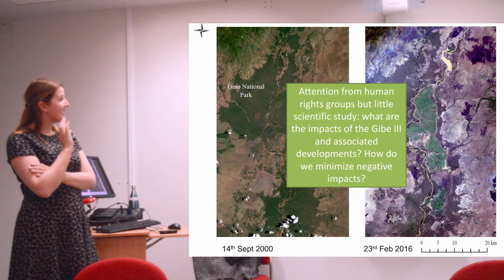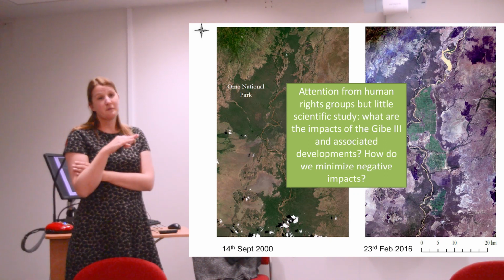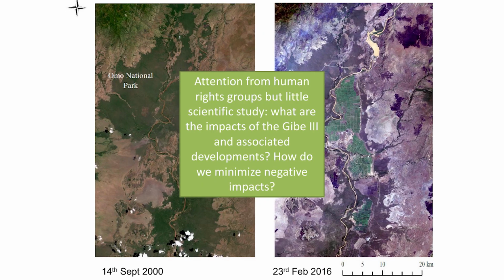So the question is, there was a lot of attention from human rights groups when the dam was announced, when the sugarcane was announced, when construction began, when cultivation began. There really wasn't a ton of academic interest. So we were, as a group, and I'll get to us in a minute, interested in what the impacts of the dam and the associated developments are. If there are negative impacts, as human rights groups are saying, how can we work with actors, and particularly government actors, to try and minimise those?